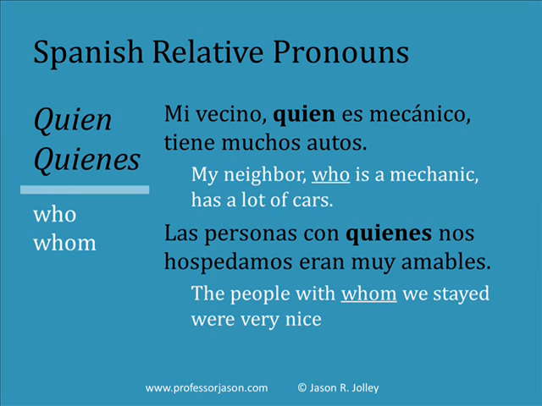Next up is the relative pronoun quien, or its plural form, quienes, which has to agree with the subject. Mi vecino, quien es mecánico, tiene muchos autos. So my neighbor, who is a mechanic, notice we're talking about a non-restrictive relative clause. My neighbor, who is a mechanic, quien es mecánico, has a lot of cars. Or whom, usually after a preposition, the English equivalent is going to be whom. Las personas con quienes nos hospedamos eran muy amables. The people with whom we stayed were very nice. So again, quien or quienes can be who or whom.